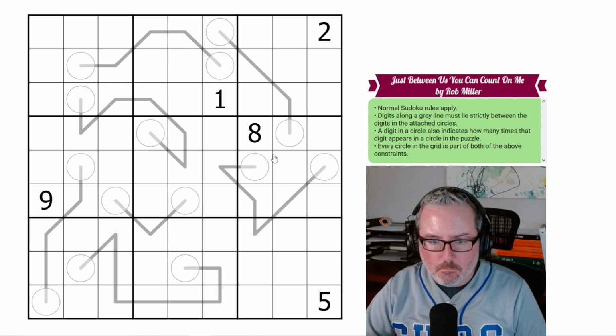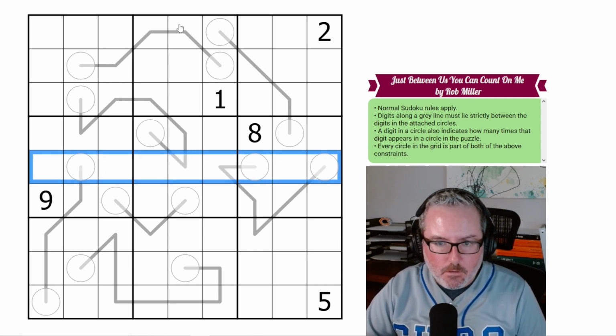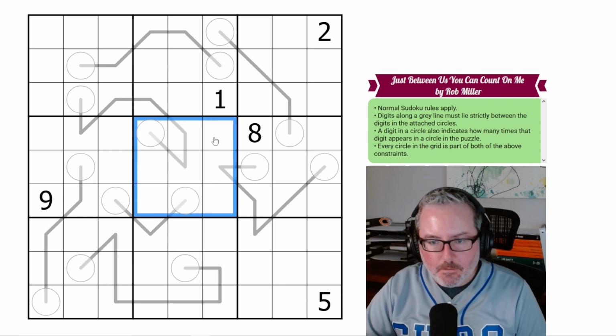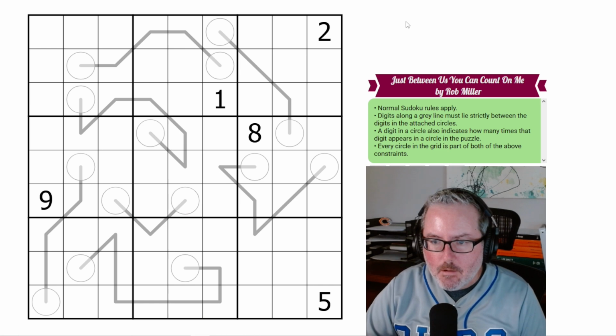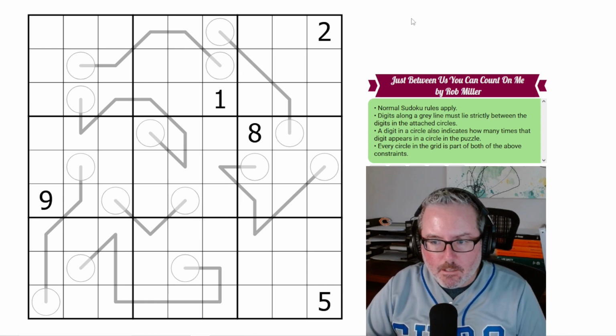And let's look at our rule set. So we've got normal Sudoku rules apply. So every row, every column, and every 3x3 box contains the digits 1 through 9 once each. Most of us know all that by now. Digits along a gray line must lie strictly between the digits in the attached circle. So these are the in-between lines.